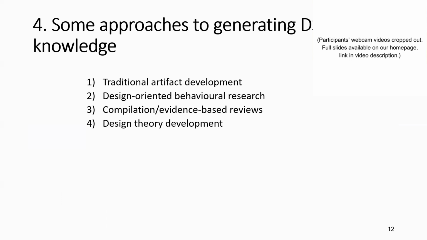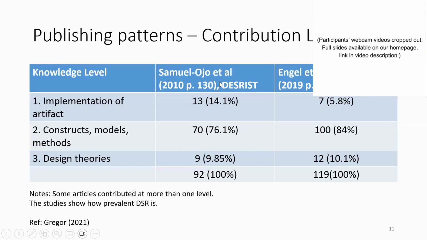Now, people who want to do design science research probably normally think of this type of work, a traditional artifact development approach. But there are some other approaches that you can use. This would be the most common approach. So those, when we looked here, they would have been looking at that first strategy where you in some way build an artifact.